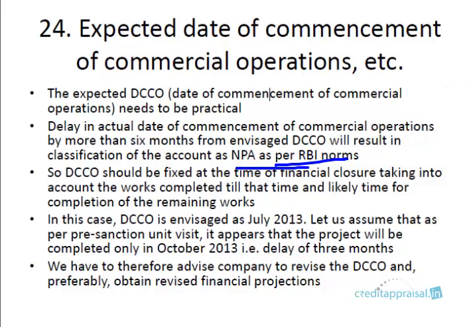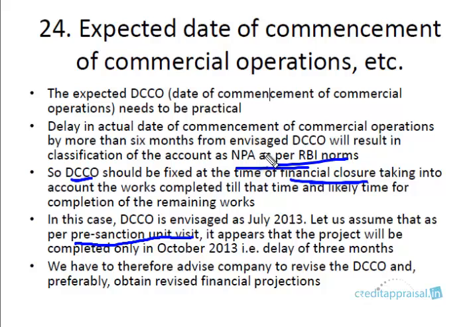So you have to be very careful when fixing DCCO. At the time of sanction, since the financial closure happens, you have to spell out the DCCO very clearly. That's why it's very important to conduct the pre-sanction unit visit before sanctioning. Just 1 week or 2 weeks before the sanction, you have to actually go to the site and look at what is the actual status of the project implementation.